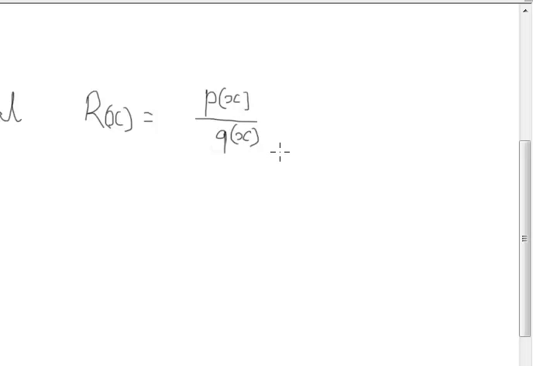Now, obviously q of x is the denominator, is it? So wherever that function is defined, q of x must be, can you tell me? Might not be equal to 0. Okay, that's important, isn't it?